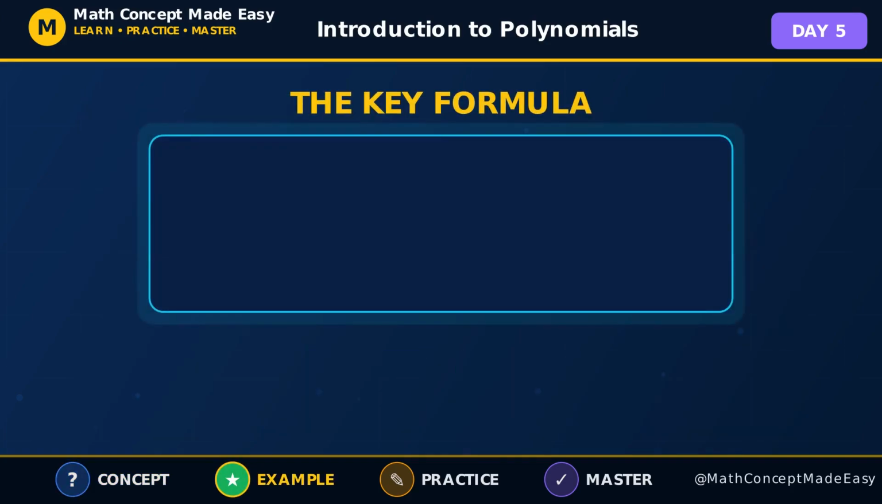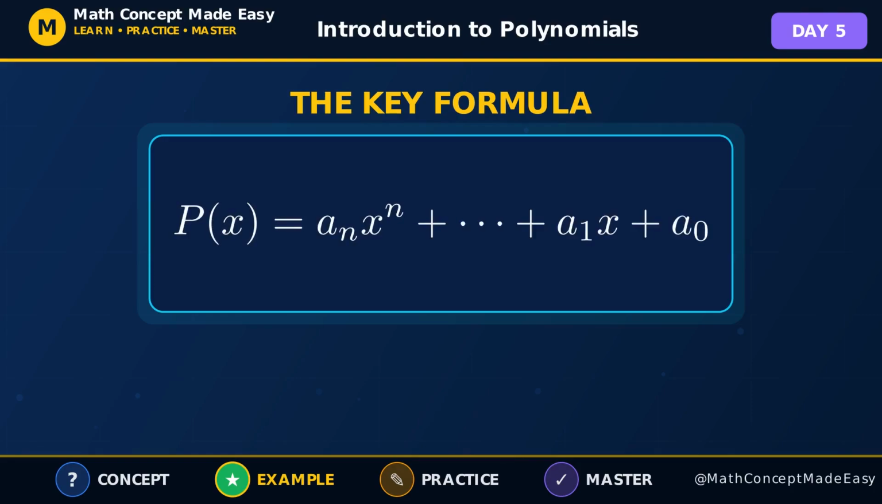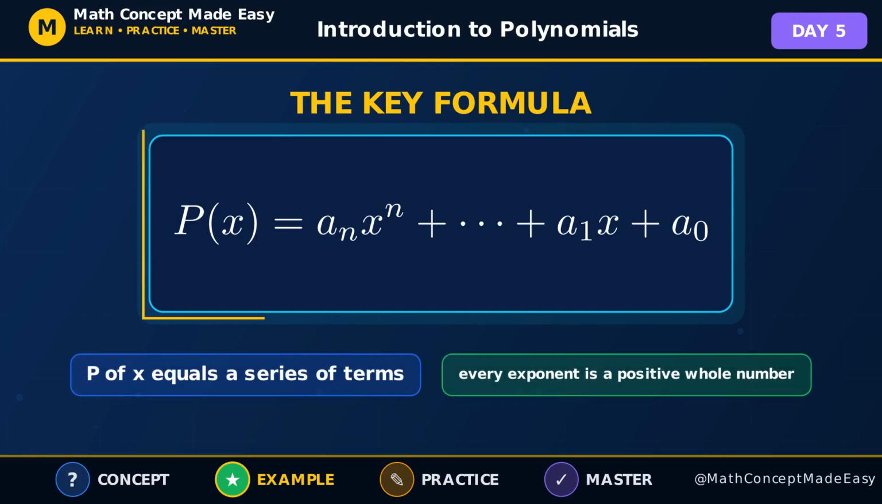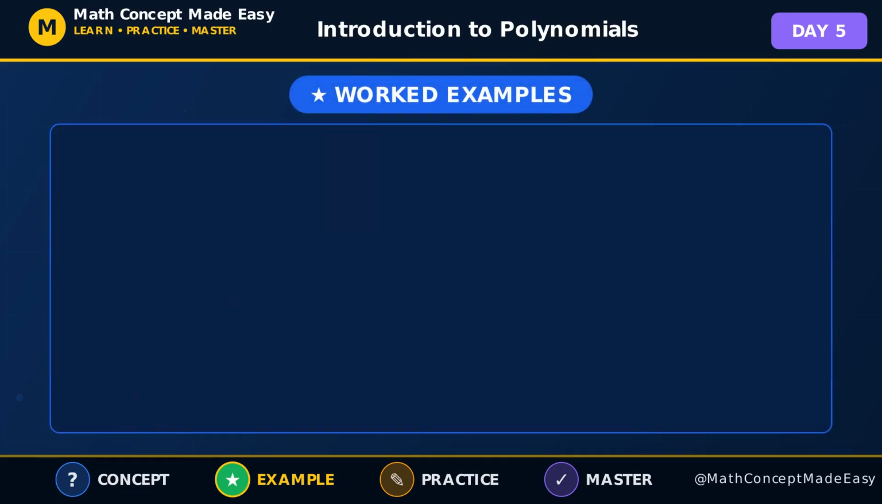Here is the key formula for Introduction to Polynomials. The formula is p of x equals a series of terms where every exponent is a positive whole number. Watch how each part appears as I say it. Do not just memorize the symbols, make sure you understand what each one represents, because that is what the exam really tests. Let us put this to work with real examples, one step at a time.